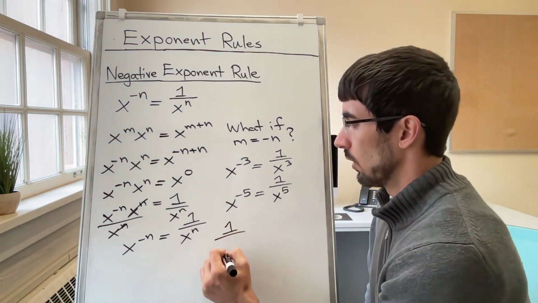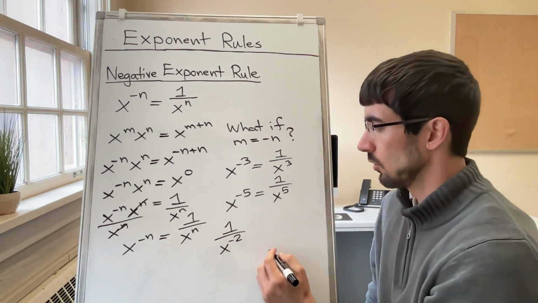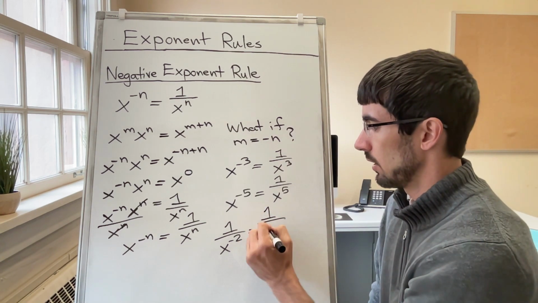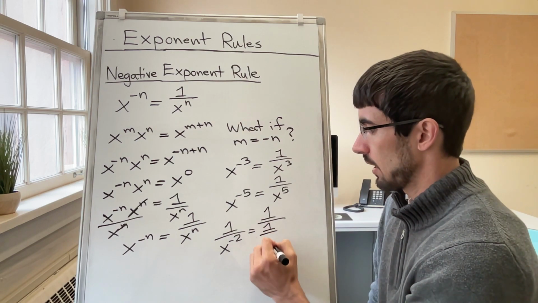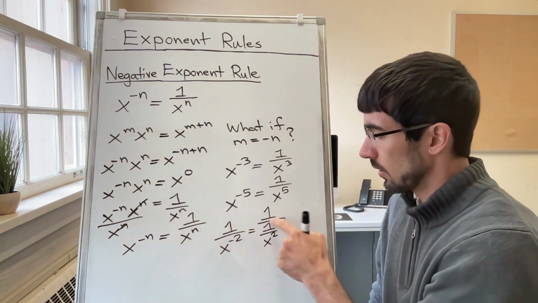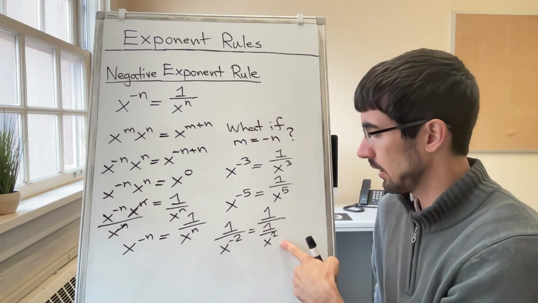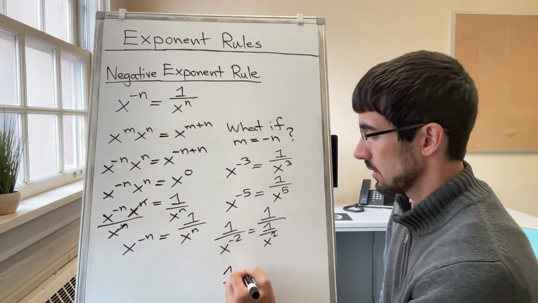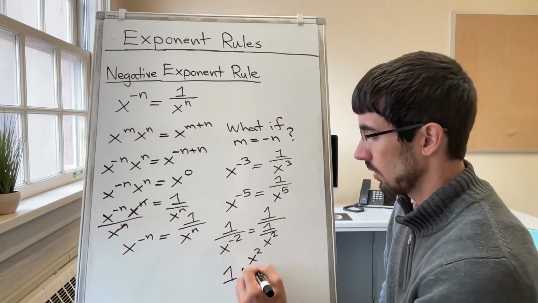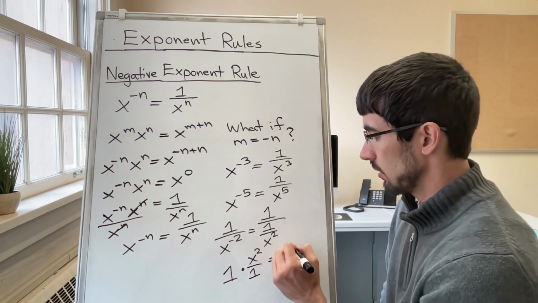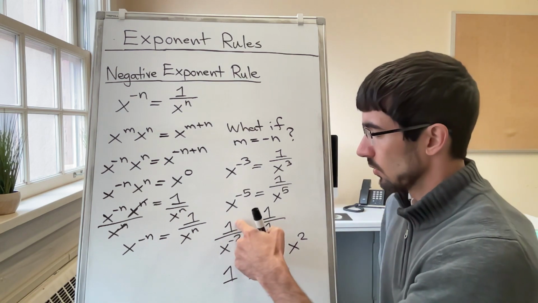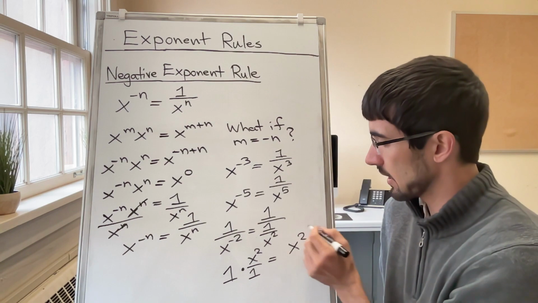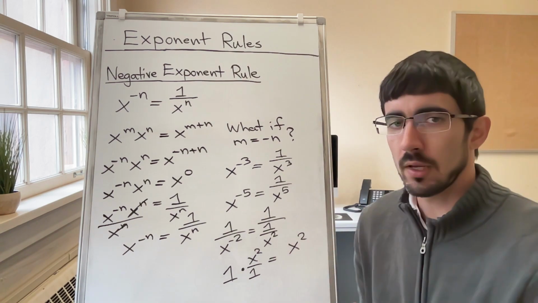Let's look at this one: 1 over x^(-2). If I replace this with its reciprocal, that's the same as 1 divided by 1 over x squared. I put 1 over x squared in the denominator here. That's the same as 1 times x squared over 1, which equals x squared. So 1 divided by x^(-2) is the same as x squared in the numerator.